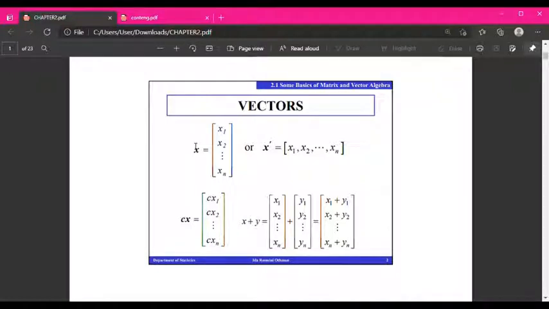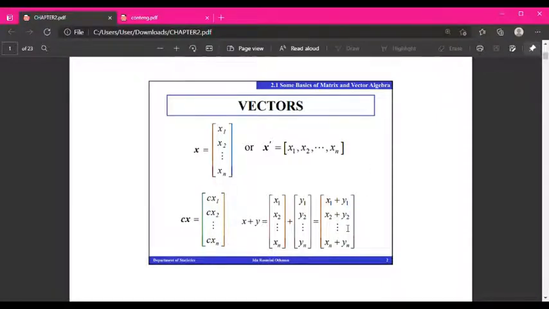Okay, so this one is X transpose, which is where we change the row and the column, the position of row and column. So it will become 1 by n here. 1 by n. One row, several columns.